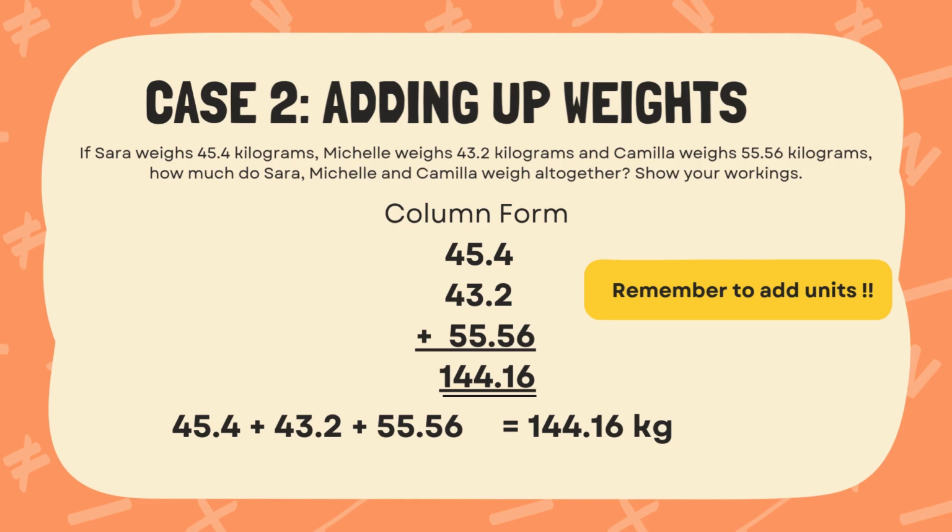Don't forget the double underline after you finish your column form working. Then, write down the horizontal equation of the question. So, write down 45.4 plus 43.2 plus 55.56 equals 144.16 kilograms. And please don't forget to add units.